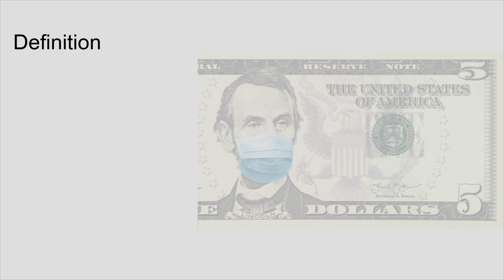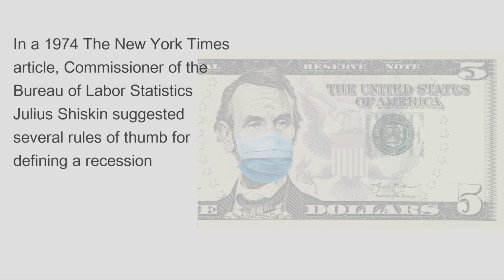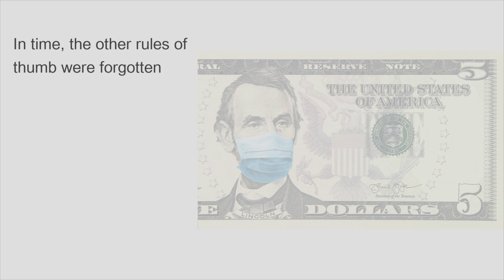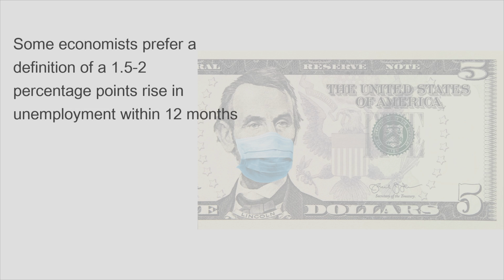Definition. In a 1974 The New York Times article, Commissioner of the Bureau of Labor Statistics Julius Shiskin suggested several rules of thumb for defining a recession, one of which was 2 consecutive quarters of negative GDP growth. In time, the other rules of thumb were forgotten. Some economists prefer a definition of a 1.5 to 2 percentage points rise in unemployment within 12 months.